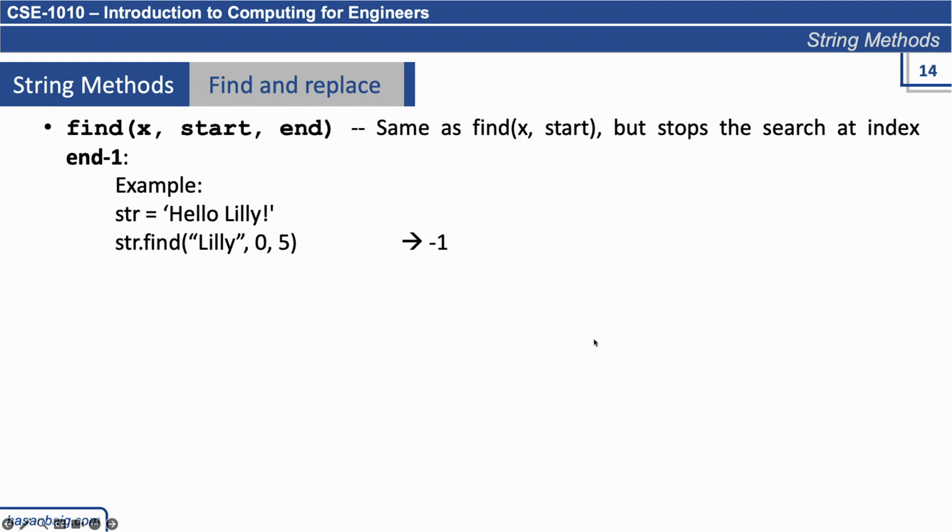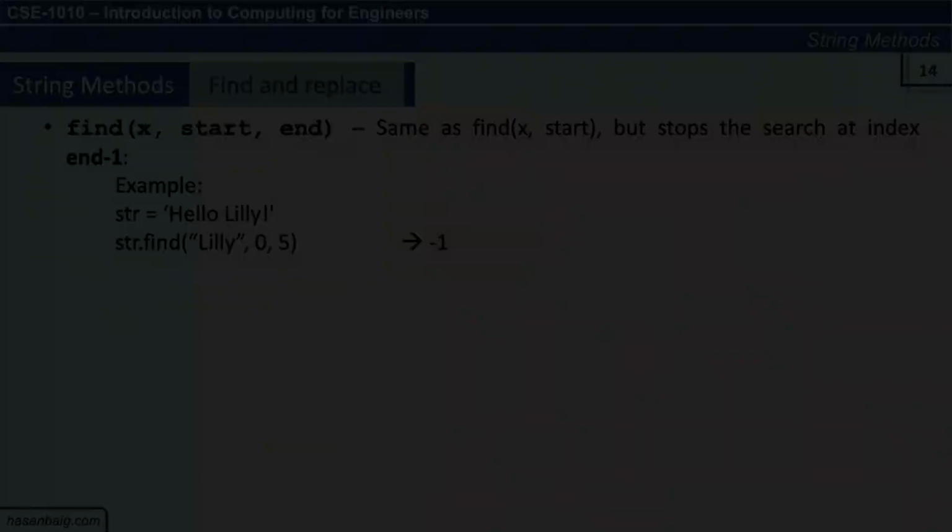Is the space between the O and the L considered part of the index? So would that be 5? I think I need to check it in the documentation, or we can just try that out now.